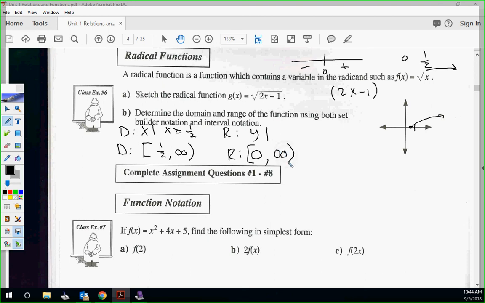Okay, who wants to take a shot at the set builder? Someone new. Or Travis, you want to try it? What's set builder for that one? Good. Y greater than or equal to 0. Okay. Clicking along. You guys are doing great.